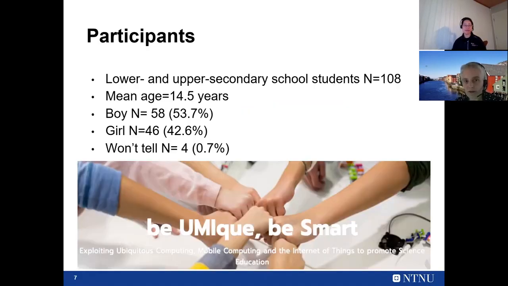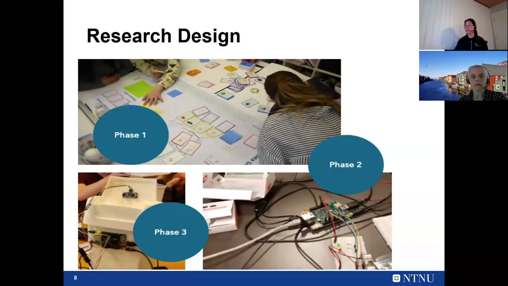To verify this hypothesis, we have set up a study involving 108 students divided in 4 classes in lower and upper secondary school. The students were all born between 2004 and 2006, and we had a good distribution of boys and girls. A full description of the learning activity is beyond the scope of this paper.